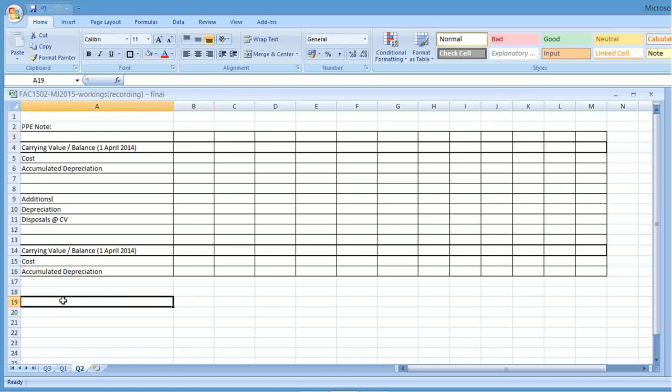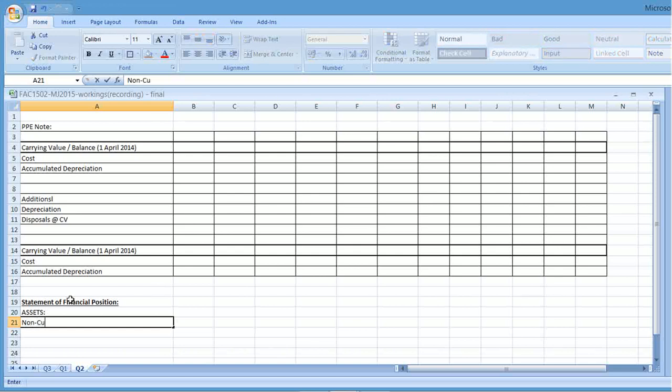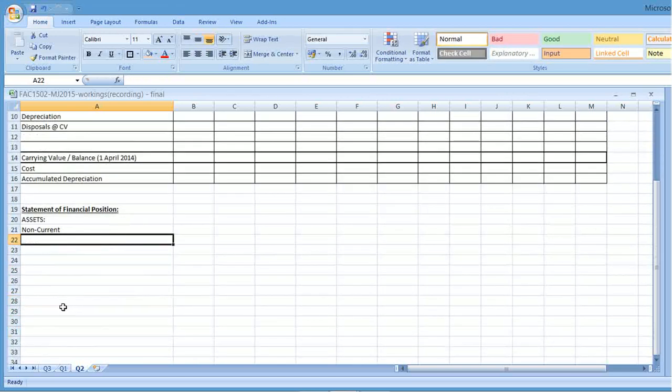They also wanted the asset section of the statement of financial position. So that means we need to draw up an extract. We're going to have assets, which are broken up into non-current and current.